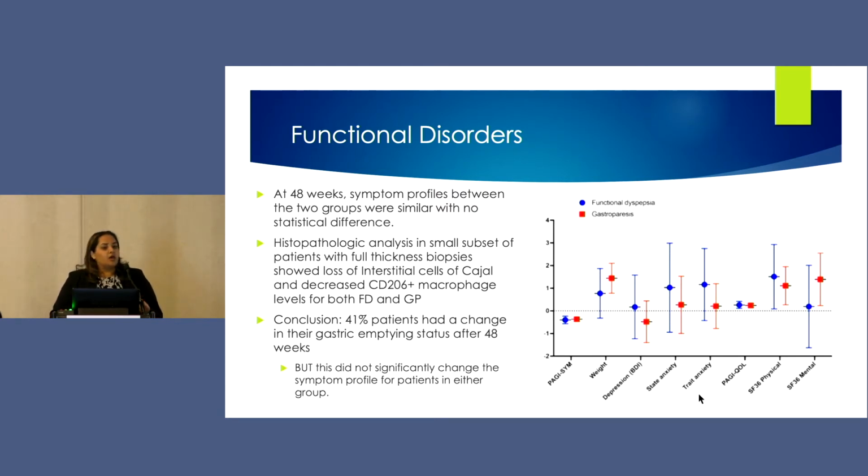Interestingly, and they didn't explain why, some patients had full thickness biopsies that were performed for different reasons, and they found that both groups, both functional dyspepsia and gastroparesis, had a loss of interstitial cells of Cajal and a decrease in CD206 positive macrophages, which, if you remember, are the healing, protective, good macrophages. So their conclusion was that 41% of patients had a change in their gastric emptying status after 48 weeks, but no significant difference in symptoms.